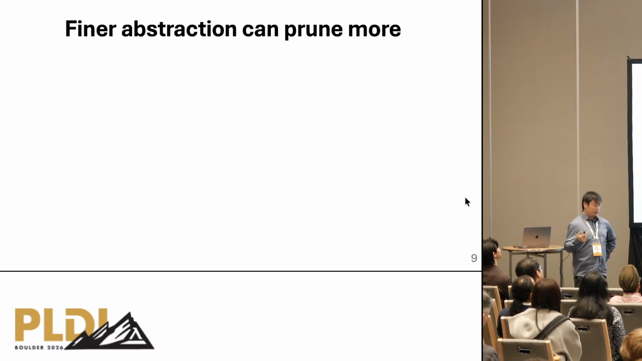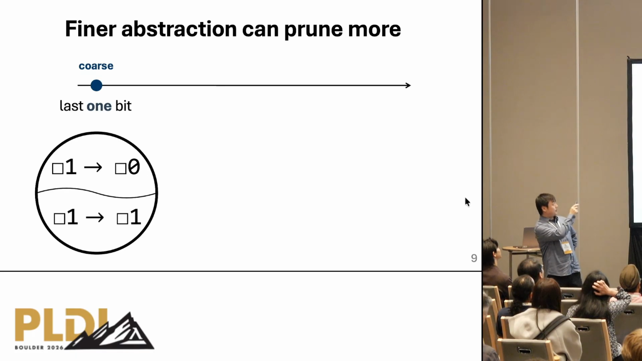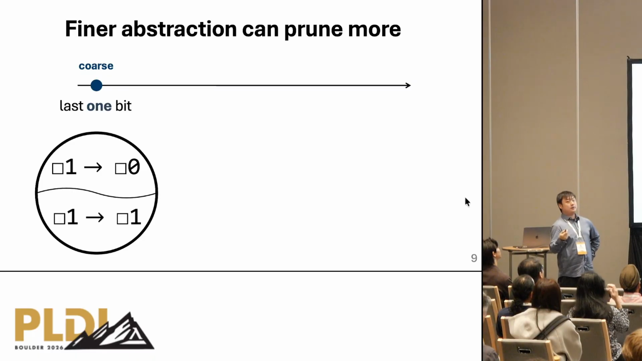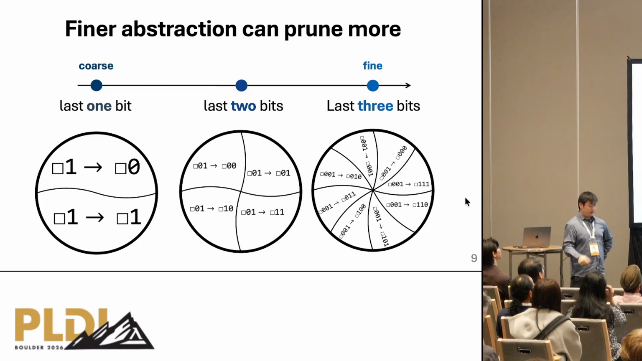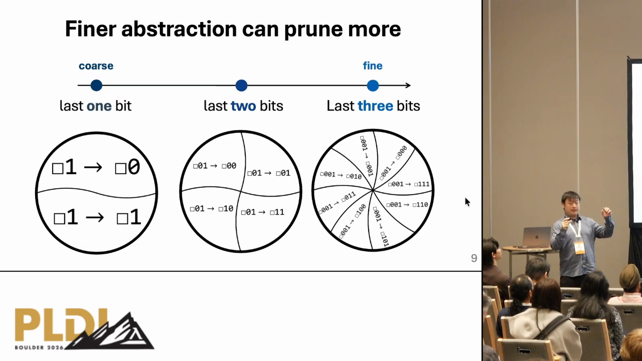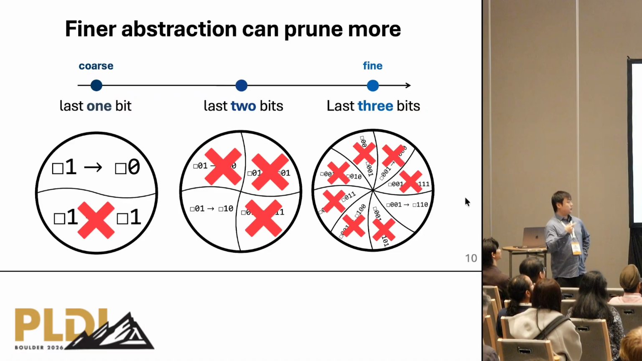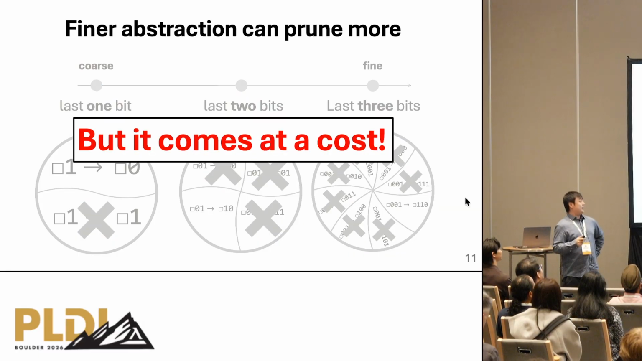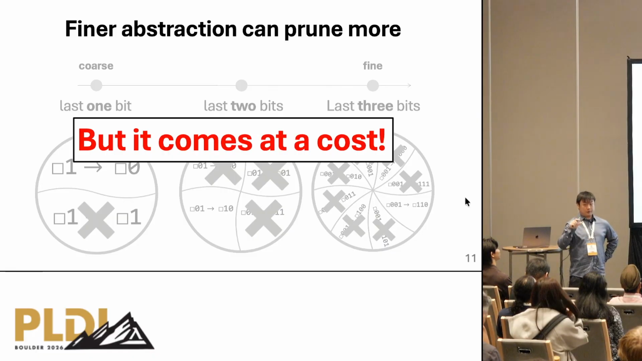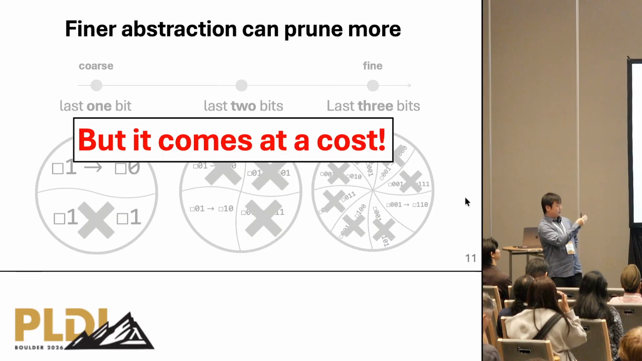Abstractions have different granularities, as you may know, and finer abstractions can prune more. I showed you how to use the last 1 bit, but of course you can use more bits, for example, the last 2 bits and last 3 bits. As you use finer-grained abstractions, you can divide the program space into more pieces, because now you can distinguish different program behaviors. And when you prune them, you leave fewer programs, and the search space will be smaller. Well, everything is good here, but it comes with a cost. As you use finer-grained abstraction, although you can prune more programs, modeling the space itself is very costly.